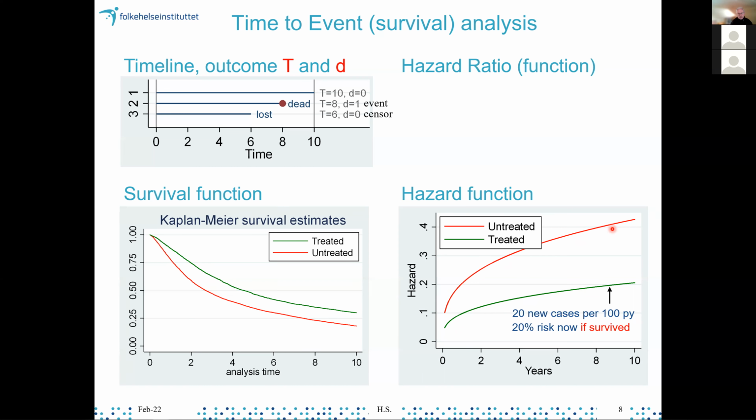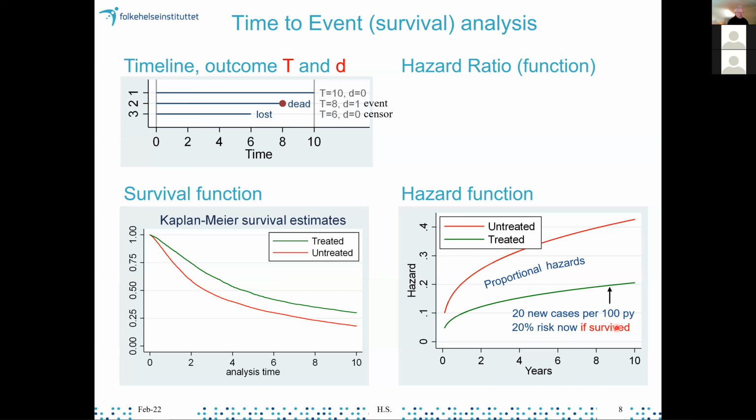If you'd like to have an idea of what a hazard means, a hazard of 0.2, you can get by multiplying it by 100 and saying that this means 20 new cases per 100 person years. So if we followed 100 people for 1 year, we would expect to see around 20 new cases. You can also think of this as an instantaneous risk. So this is that you have 20% risk now of getting disease if you have survived up to this point.